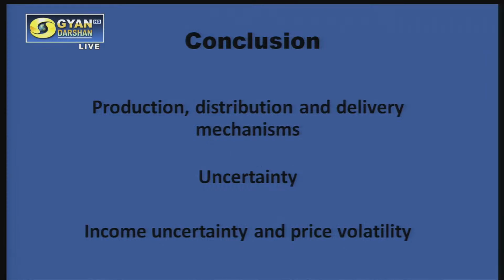So to conclude this session, managing climate risks is a very pertinent issue, and for that to happen, we need to focus on three important aspects: production, distribution, and delivery mechanisms. The basic thing is that a lot of uncertainty is there, whether it's market or price volatility or income uncertainty. We need to reduce that uncertainty and make the farmers more resilient.